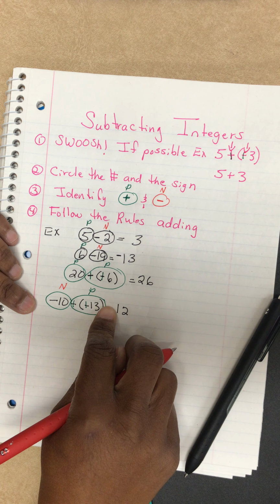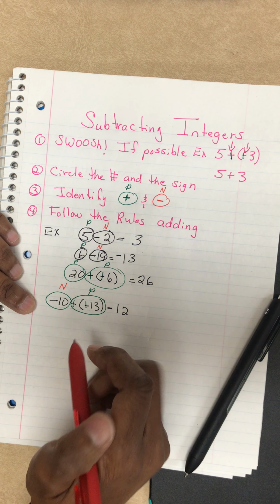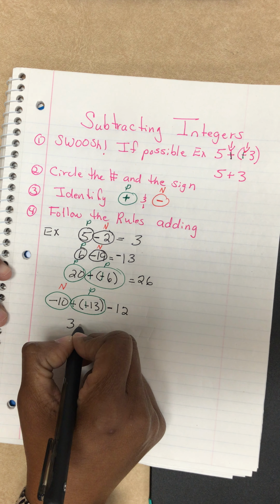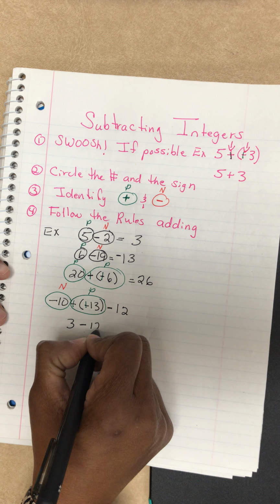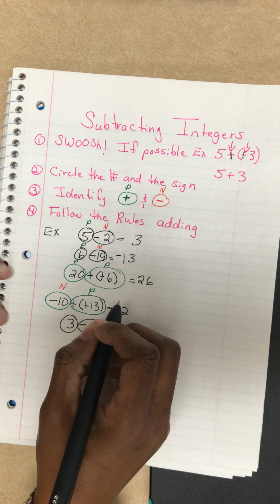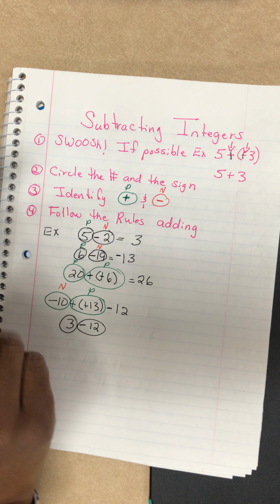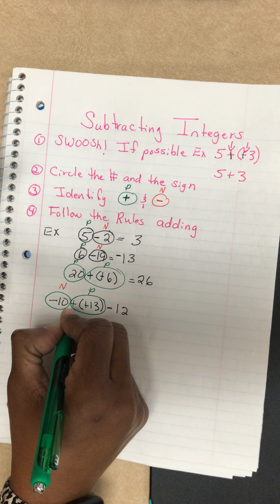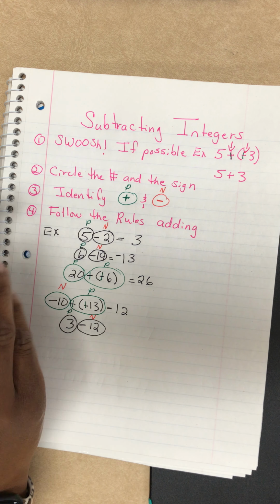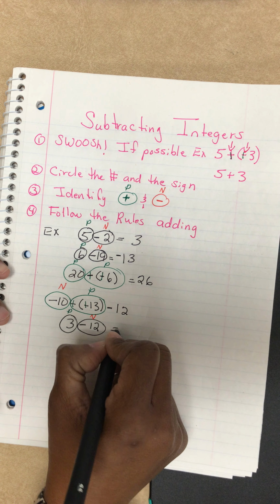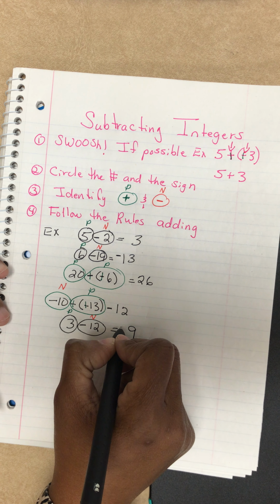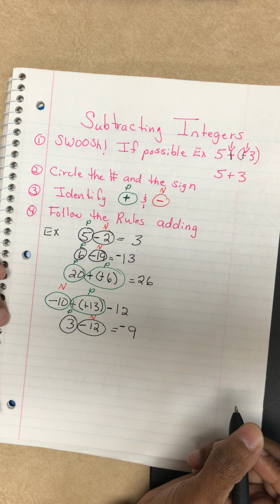Let's do one problem at a time. So that's going to be a 3 minus 12. Let's identify again. It's going to be a positive and a negative. And that's going to equal 3 from 12 is 9. The sign of the large number is a negative, so it's going to be a negative 9.